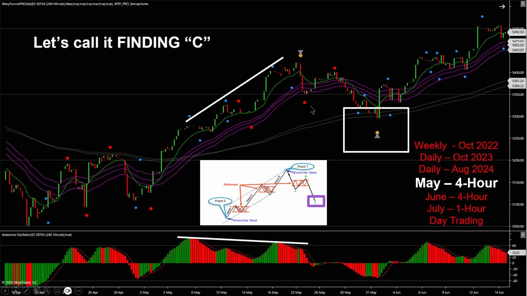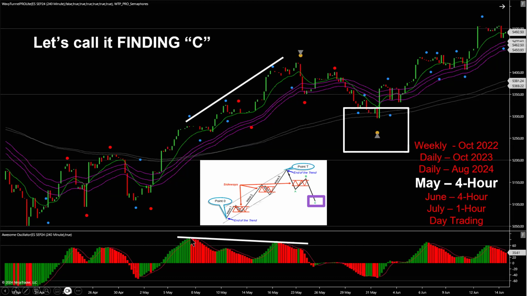But again, I like to trade the waves without really counting the waves. That's why we developed this system, so you could count the waves and trade the waves without really putting labels on them.